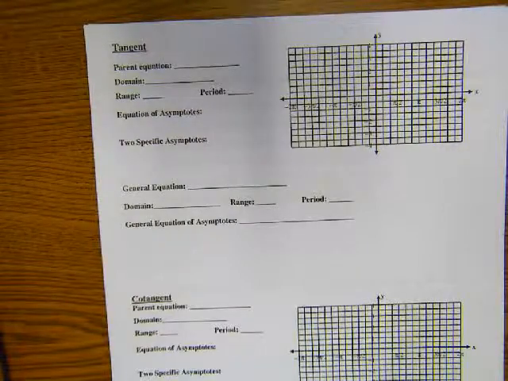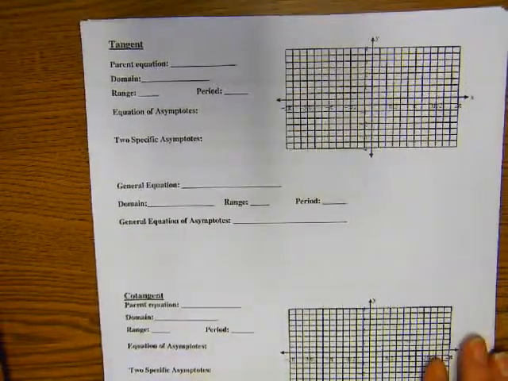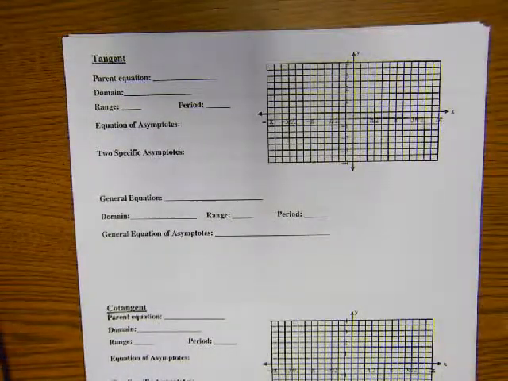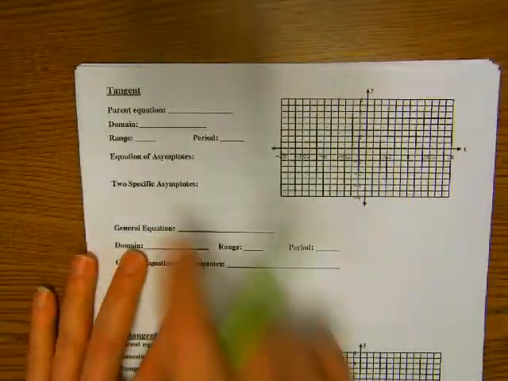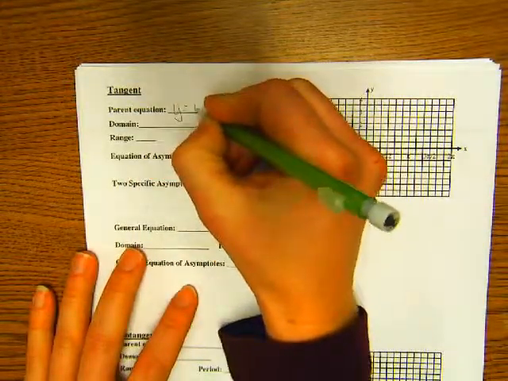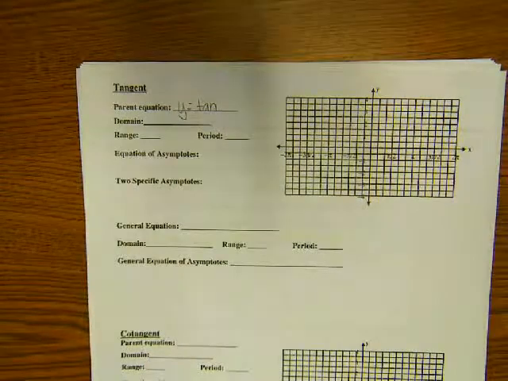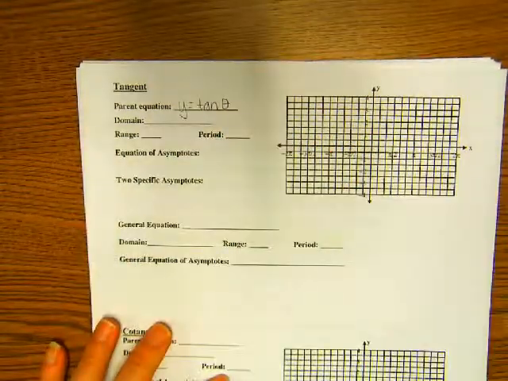Okay, so what we're going to do right now is graph the tangent function, and then we are going to do one example with a transformation of the tangent function. We will graph the cotangent and an example with that tomorrow. First of all, before we start, the parent equation, which we're going to graph, is y equals tangent of x, or if you want to write tangent of theta, you'll see it in either way.